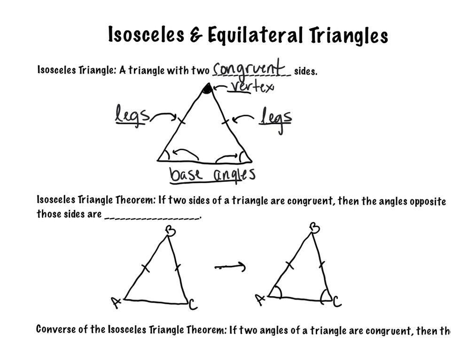So in an isosceles triangle, those base angles have a special property. They're the angles that are opposite the congruent sides. So those angles are congruent. If I look, angle A is across from BC. Angle C is across from AB. And so because they're across from the congruent sides, those angles are congruent.